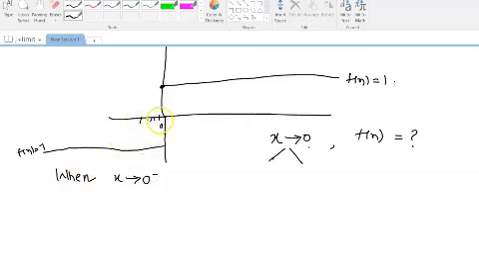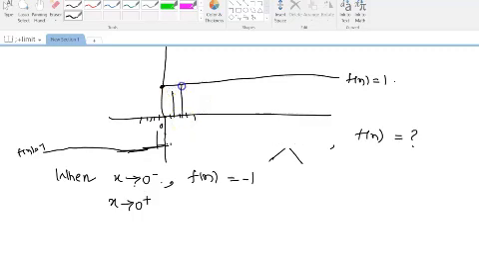So we can see when the value of x is approaching 0, the value of the function is always minus 1, right? So when x is approaching 0 from the left side, the value of your function is minus 1. And when x is approaching from the right side, the value of your function is always 1. So then the limit is 1.